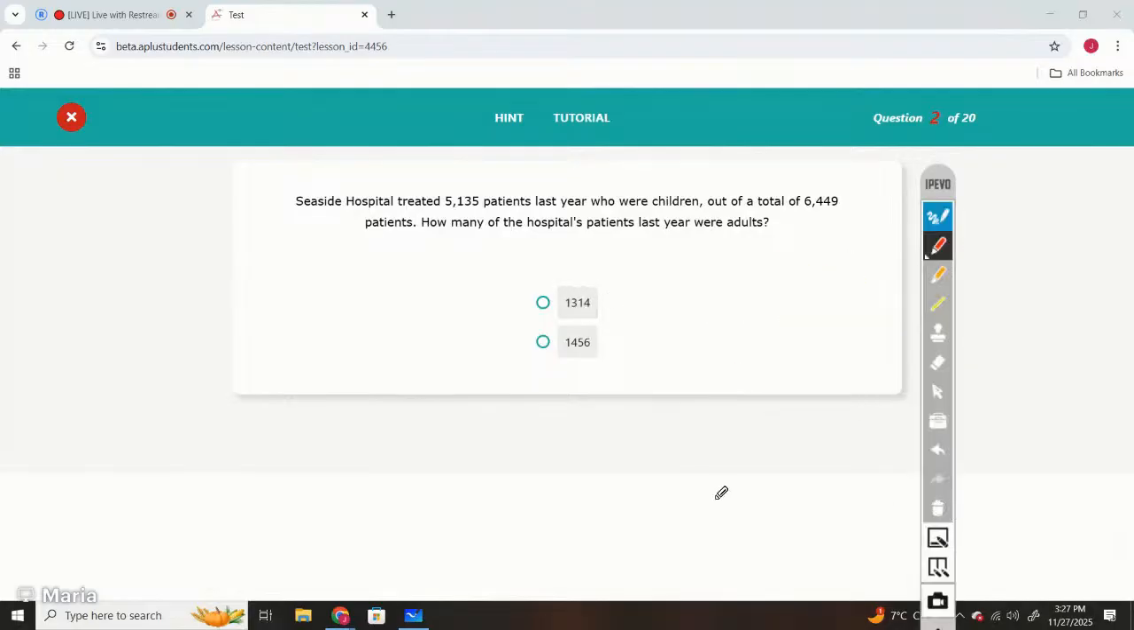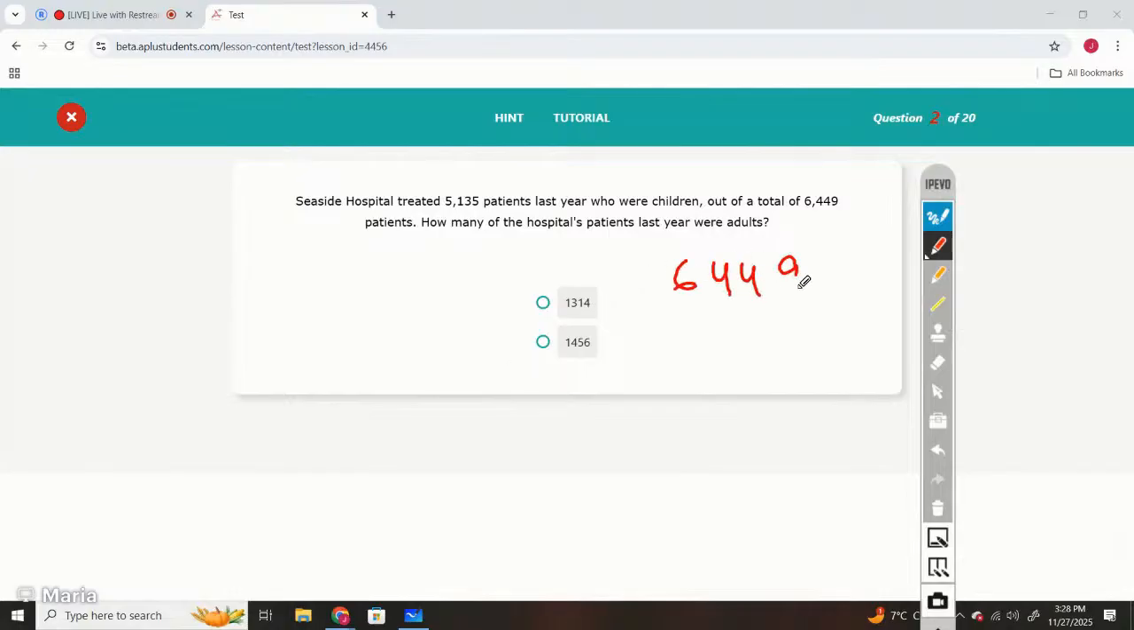Seaside Hospital treated 5,135 patients last year who were children. Out of a total of 6,449 patients, how many of the hospital patients last year were adults?